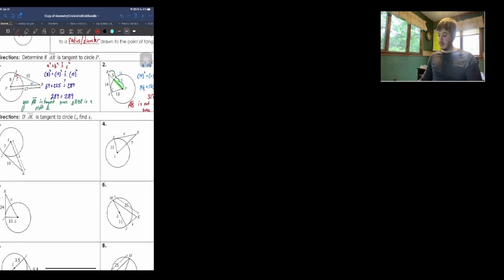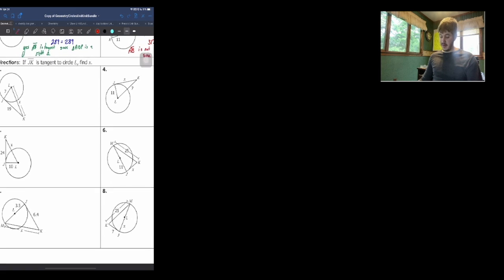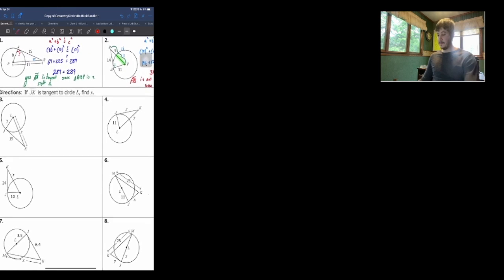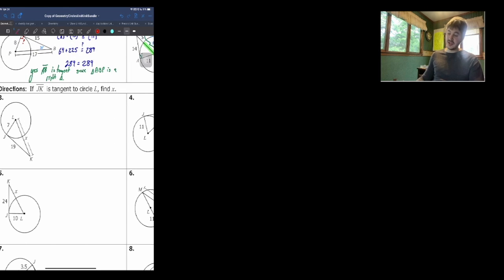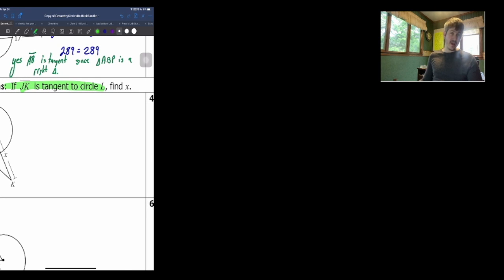Now, for 3 through, I think really for the rest of this page, it says if JK is tangent. So now we don't need to see if Pythagorean theorem works. Now we know Pythagorean theorem has to work because they are giving me something completely different. And this actually makes it easier in my opinion. If they just tell you it's tangent, that means if there's a radius or diameter drawn, it's a right triangle, always. So you don't need to see if Pythagorean theorem works. Now we can assume that Pythagorean theorem absolutely will work.